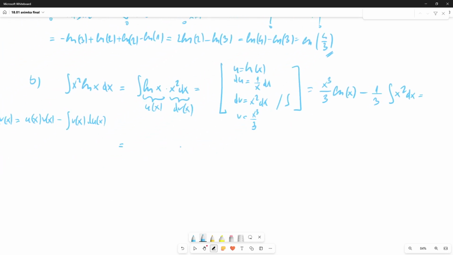We can easily solve this. x to the power of 3 over 3 times ln of x minus x to the power of 3 over 9 plus a constant C, since we're dealing with an indefinite integral.